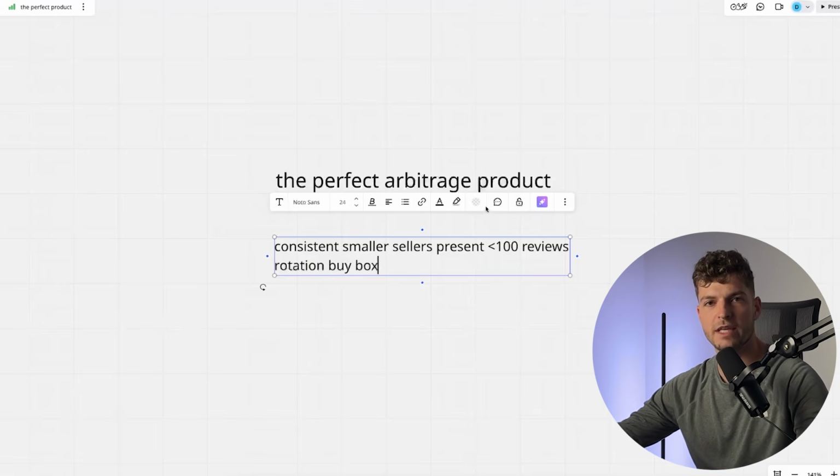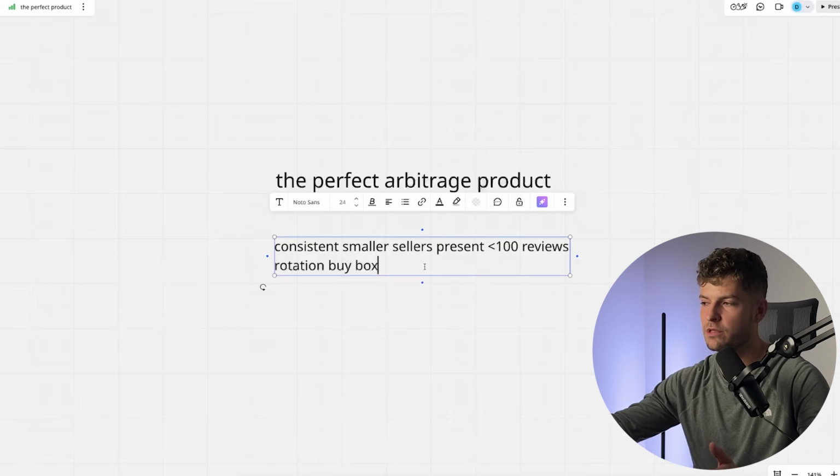The other thing is rotation in the buy box. We need to see rotation being sold by all the sellers, because if we're not seeing that, then again, it's probably not an arbitrage listing. Now stick with me, I'm just going over the basics here. These are just non-negotiables on listings like this. This is not what the video is going to be about.